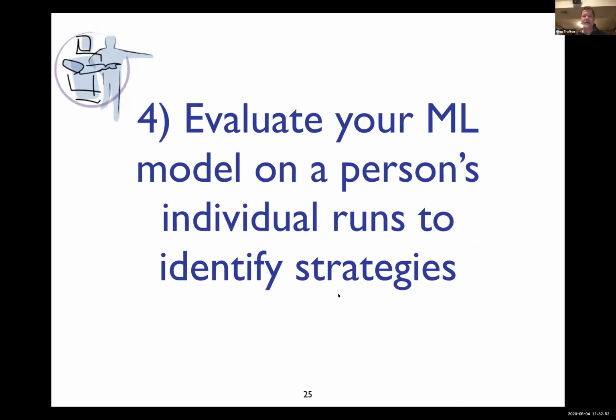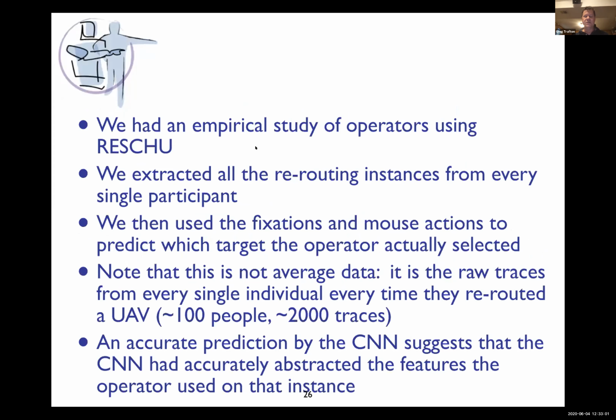So the last part here is to evaluate our machine learning model on a person's individual runs to identify the strategies. Essentially, we trained our CNN on ACT-R model data, and then we can do more with it in terms of our empirical data. We extracted all the rerouting instances from every single individual operator. We were then able to use the fixations and mouse actions to predict which target the operator actually selected. We can measure that in terms of overall accuracy, and also accuracy for the individuals.